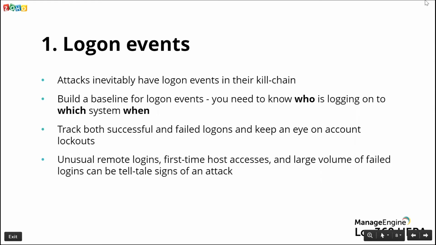But what we can do with UEBA is build a baseline for logon events, know exactly who is logging on to which system and when, and we can track this for both successful and failed logons. And we can also keep an eye out for account lockouts. So once we have formed this security baseline, we can start looking out for suspicious things like an unusual remote logon. If we know that a user has never done a remote logon in their time in your organization, but suddenly remote logs on to a host that they've never accessed before, we can track and identify this because we have that baseline for the user and we know what they do normally, right?